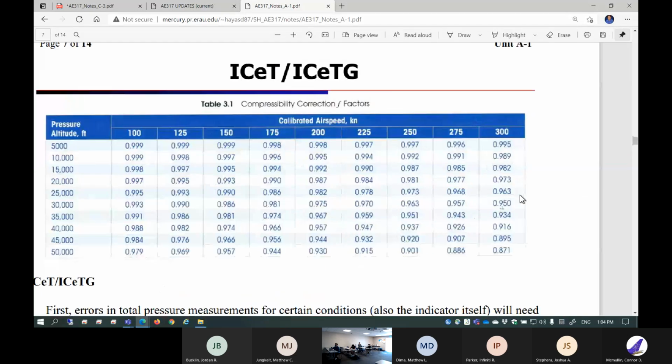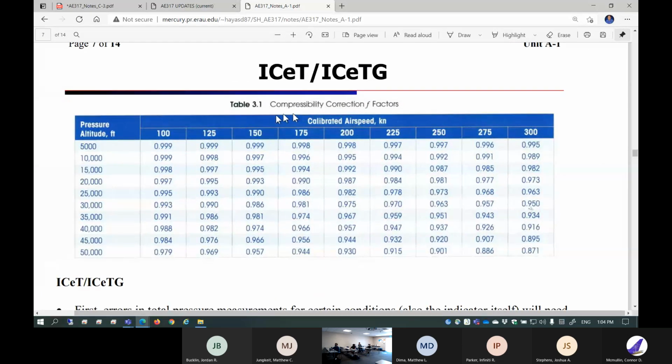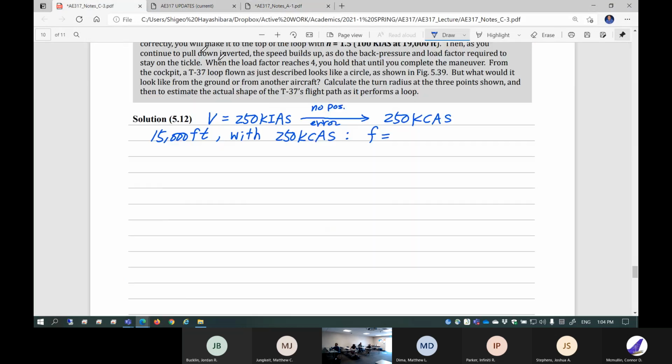Here we go. This is F factor, compressibility correction F factors. So the pressure altitude given is 15,000 feet, right? And the KCAS, what? 250. This. Yeah. So this is the F factor. You need to pick it up: 0.987 F factor. I'm going to pick up 0.987.